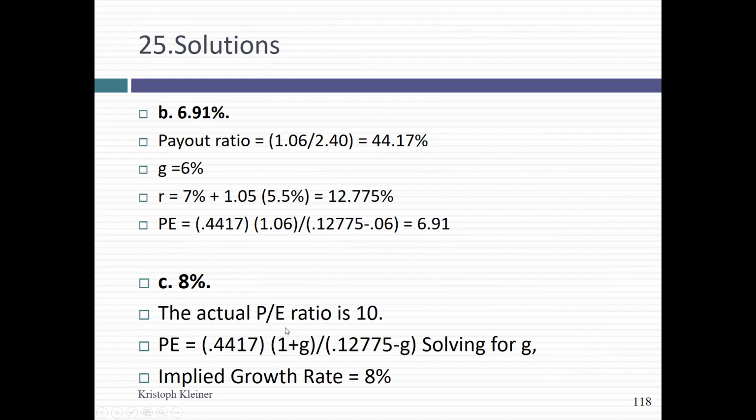Next, we're going to estimate the actual PE ratio of 10. Plug this into the equation and solve for G. And what this is saying is that according to the market, the implied growth rate is actually 8%. This concludes lecture 25.